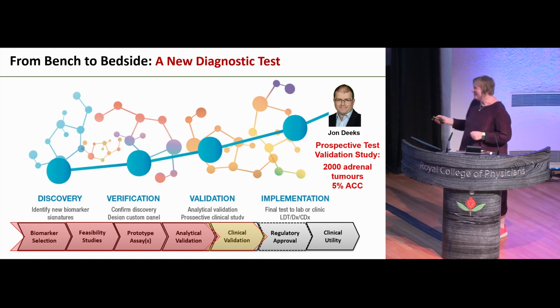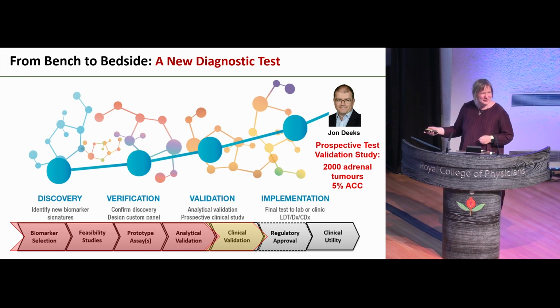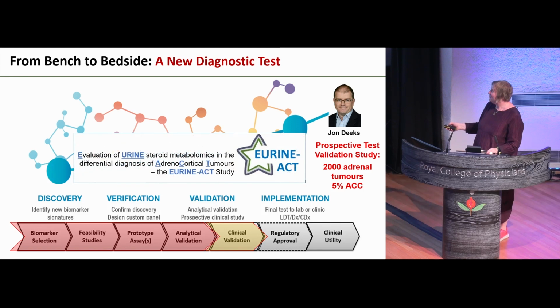So, and obviously I told him that the largest study ever undertaken in adrenal tumors was an Italian study that retrospectively collected from 20 centers, 1,000 patients over 15 years. And obviously we wanted to have results before retirement. But I took up the challenge, and what we did, we designed the evaluation of urine steroid metabolomics in the differential diagnosis of adrenocortical tumor study, the EURINACT study.